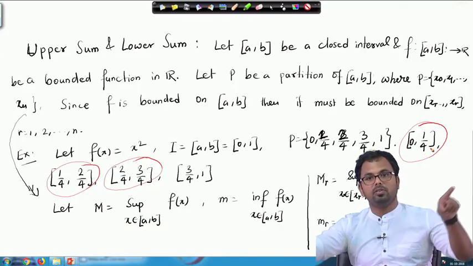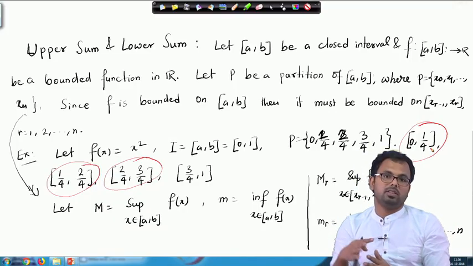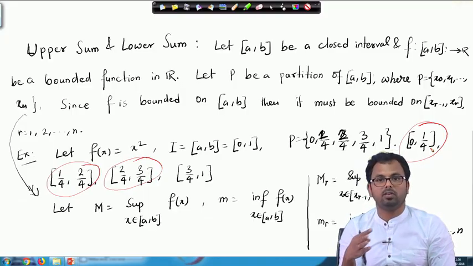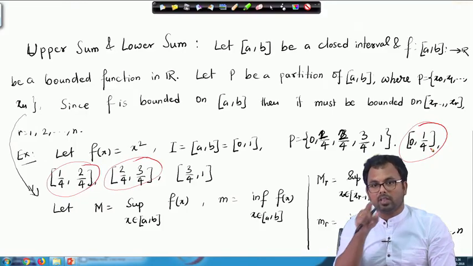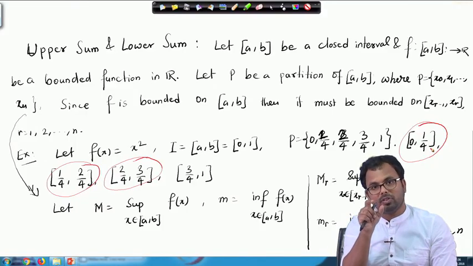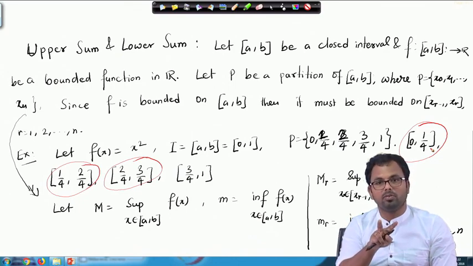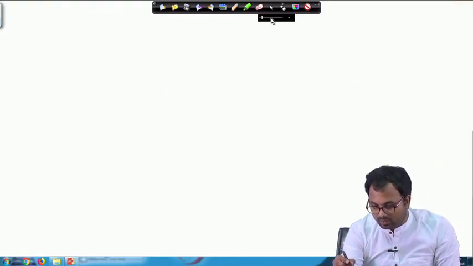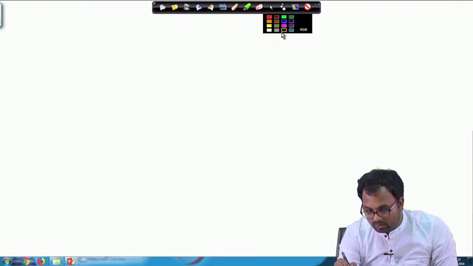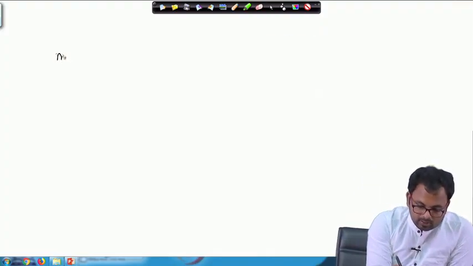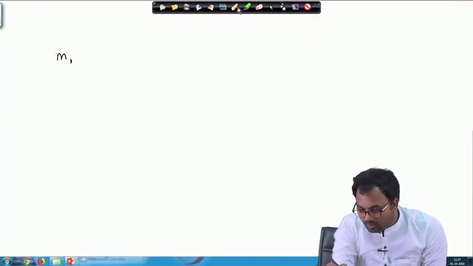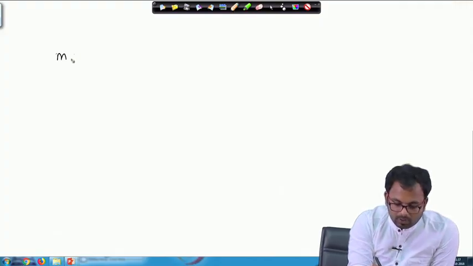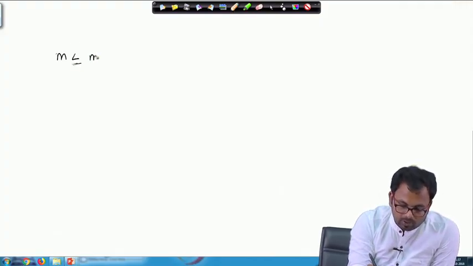but as we proceed along these subintervals, we can see that the lower bound for the whole interval 0 comma 1 is either equal or less, because on the other subintervals the lower bound is not 0, it is 1 by 16 or 1 by 4 or something like that. So there is a less-or-equal relation between the lower bounds, and we can write that relation as small m is less than or equal to small m_r.